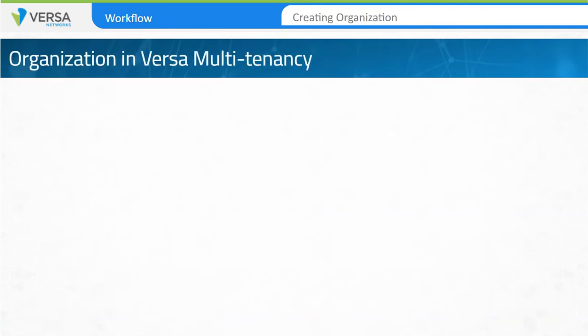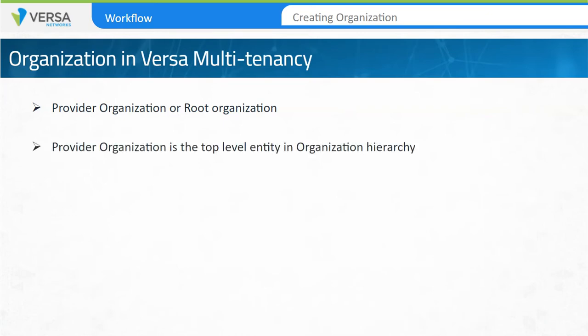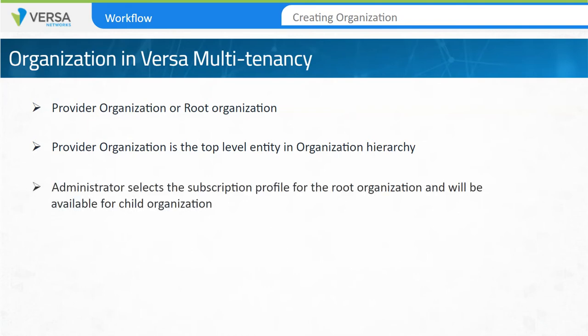When deploying a Versa software-defined solution for the first time, the administrator creates a provider organization, which is also called the root organization. The root organization sits at the tip of the organization hierarchy. The administrator selects the subscription profile for the root organization when it's defined. All of the services available to the root organization will be available to child organizations as inherited resources.